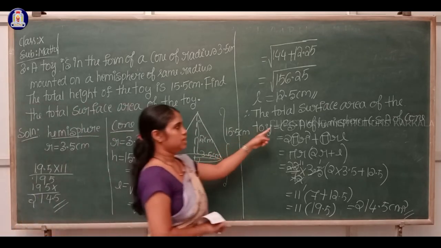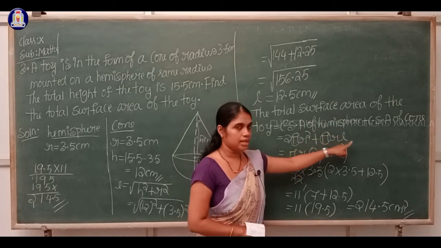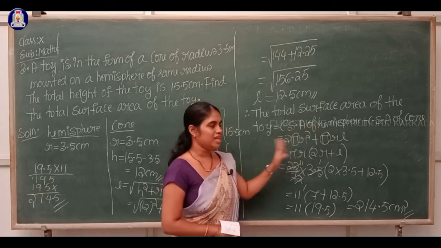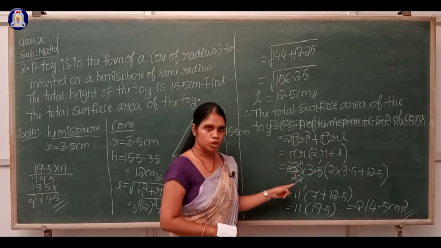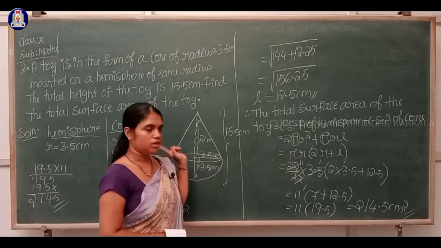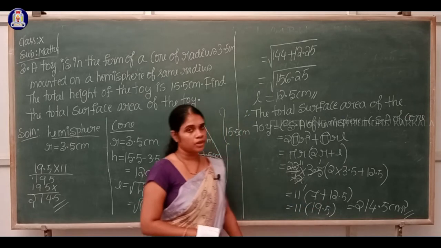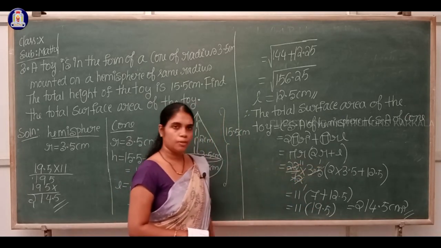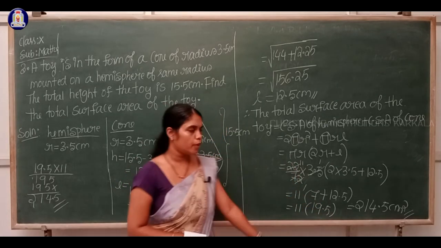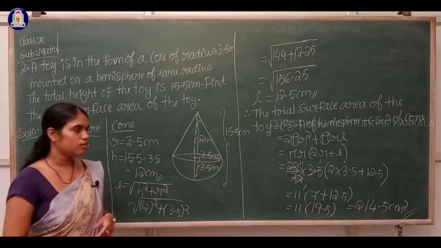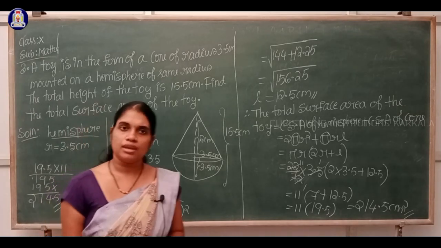See, CSA of the hemisphere 2 pi r square plus CSA of the cone pi r l. Take the common term pi r, then the remaining terms are 2r plus l. Pi value 22 by 7, r value 3.5, 2 into 3.5 is 7, 7 plus 12.5 is 19.5. So 11 into 19.5 equal to how much? 214.5 centimeter square. So this is the total surface area of the toy.